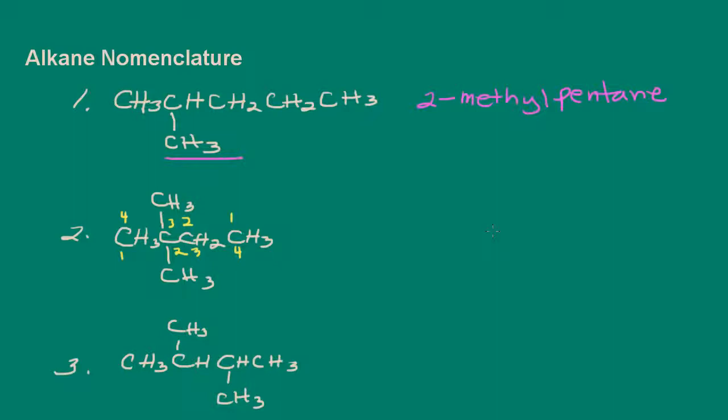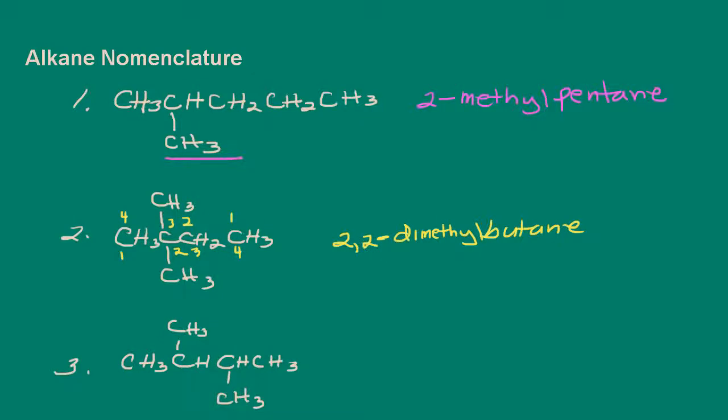So our longest continuous chain, we had 4 carbons, so that is a butane. And we have 2 methyl groups on carbon number 2. So we're going to have to use the prefix di to show that there are 2 methyls. So we have a dimethylbutane, and we have to use numbers. So in this case here, we have a 2,2-dimethylbutane. So yes, even though the methyl groups are on the same carbon, we still have to indicate the carbon number that each methyl group is bonded to, even though they're both bonded to carbon number 2.